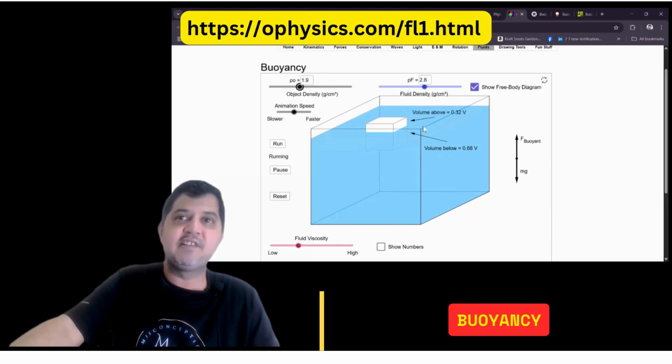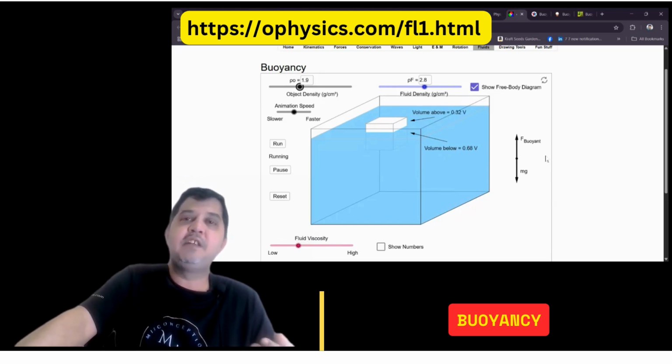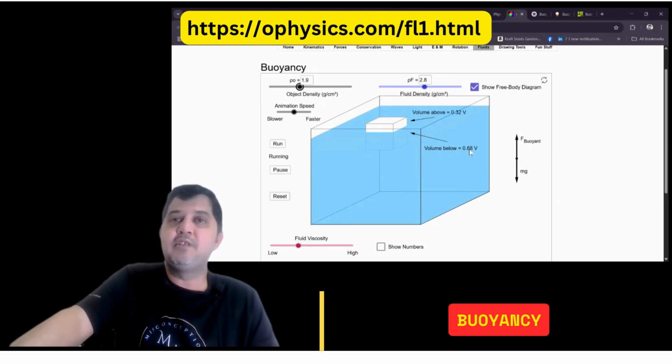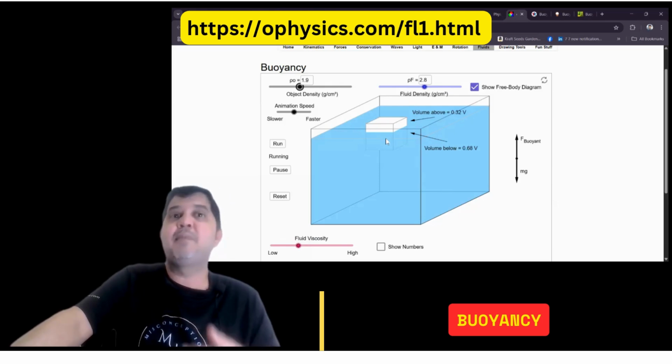So if this is the case, there will be more upward force as compared to this, and hence the volume will adjust itself. The buoyancy force is given by the density of the fluid multiplied by the volume of the object inside the fluid multiplied by g.